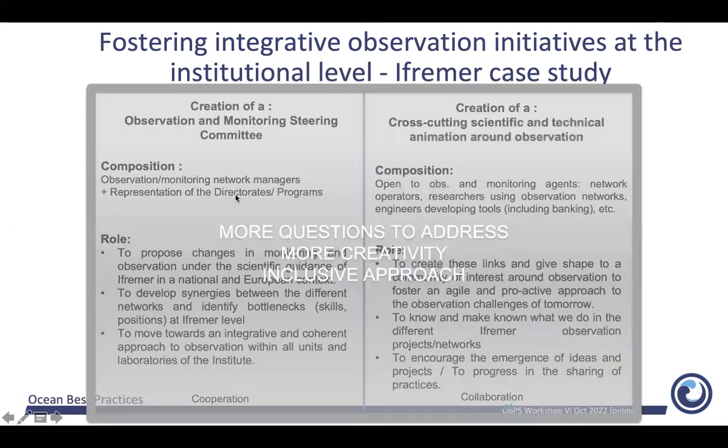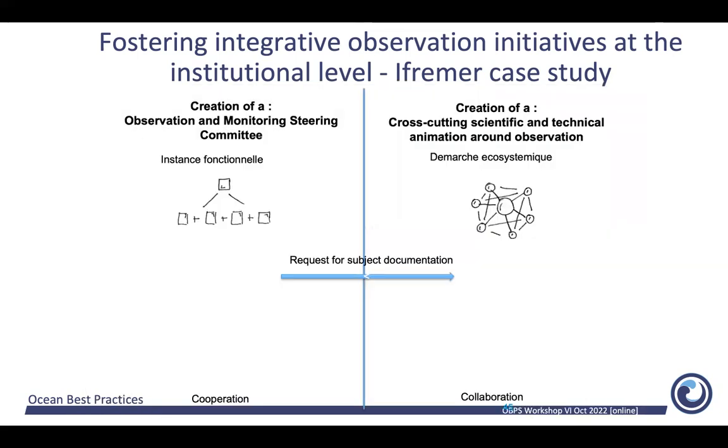So if we try to combine the two, the ocean observing steering committee and the cross-cutting animation, then I'm sure we'll be able to address more questions and in a more creative and inclusive way. So we build those two. We're trying to build those two at IFREMER, and we really want those two bodies to interact. From one way, the steering committee will benefit from the cross-cutting animation because this is a community that could document any subject you need to have a decision on.